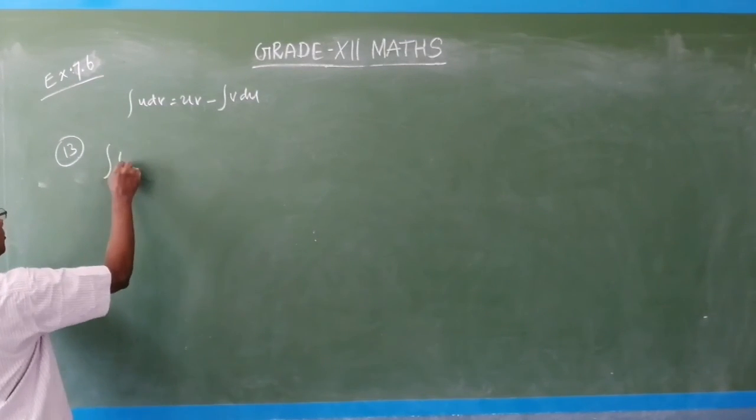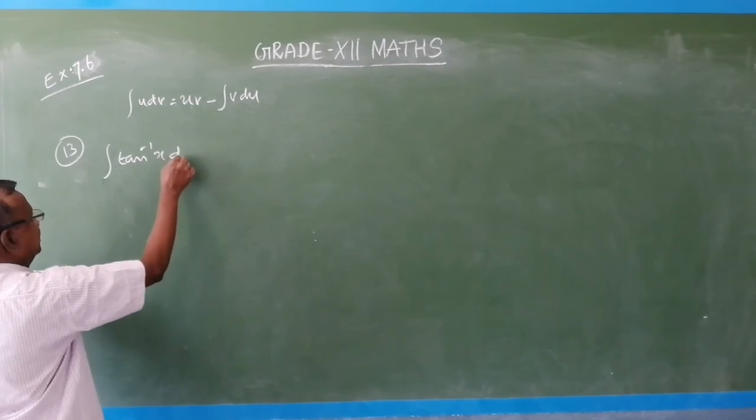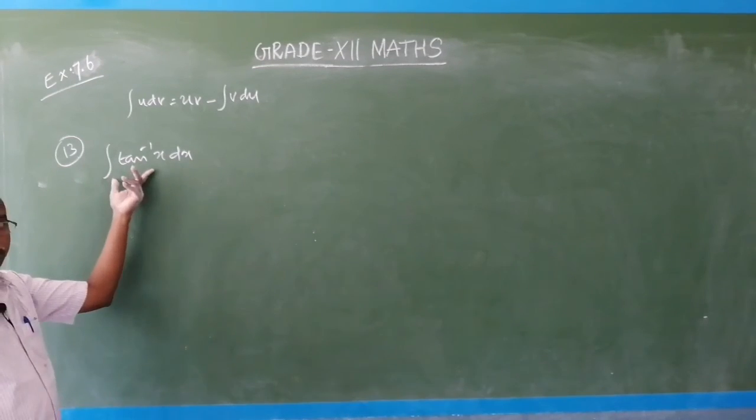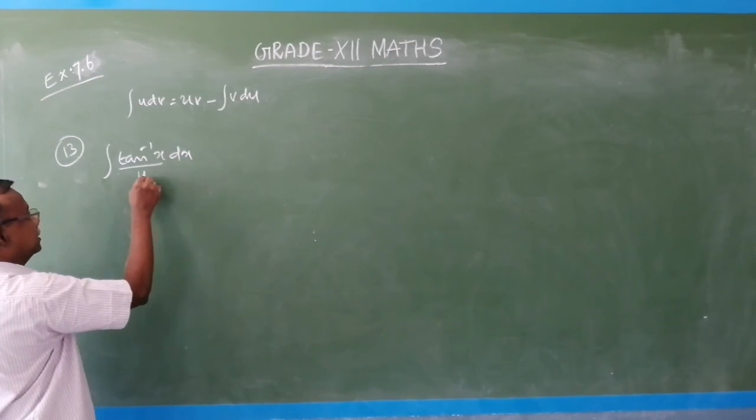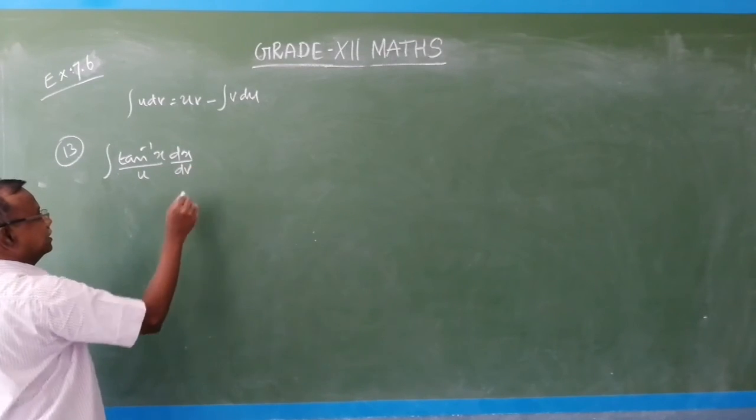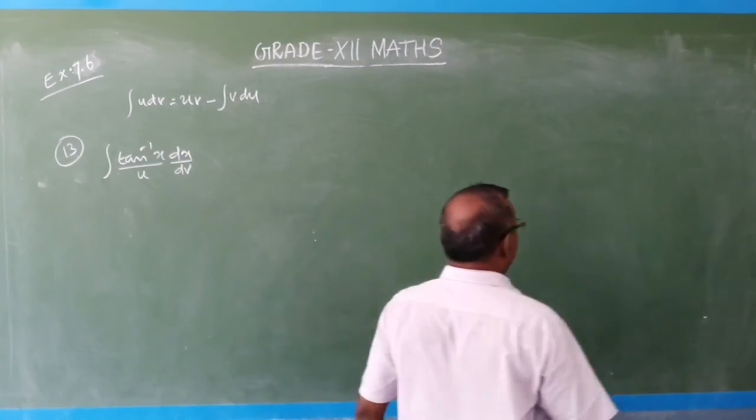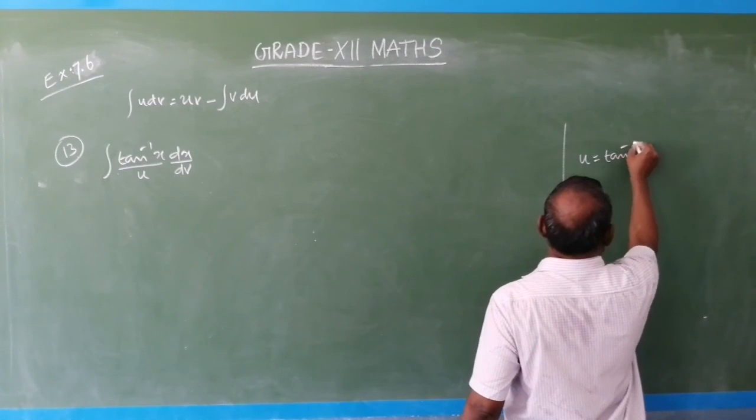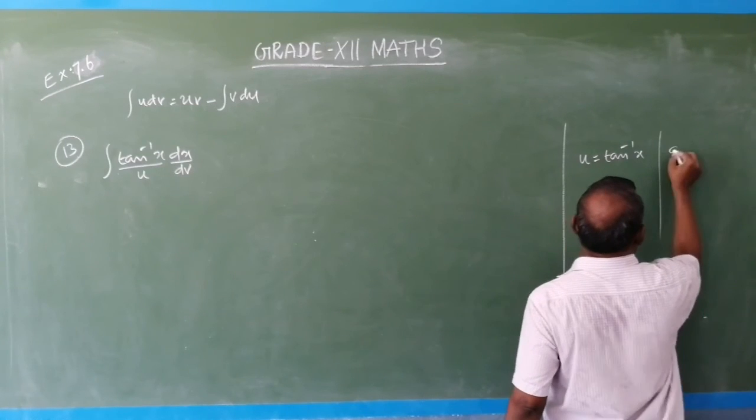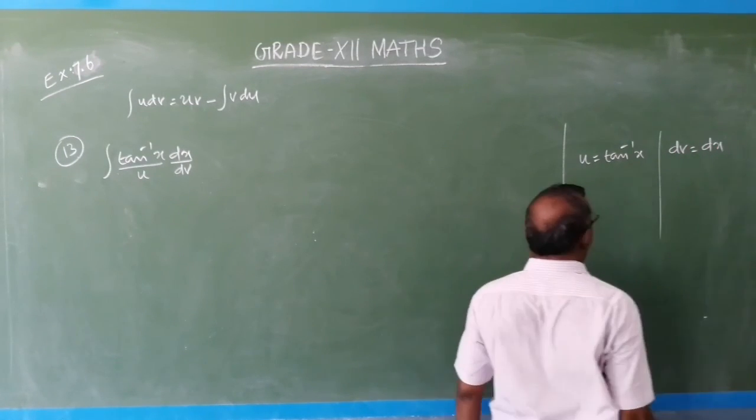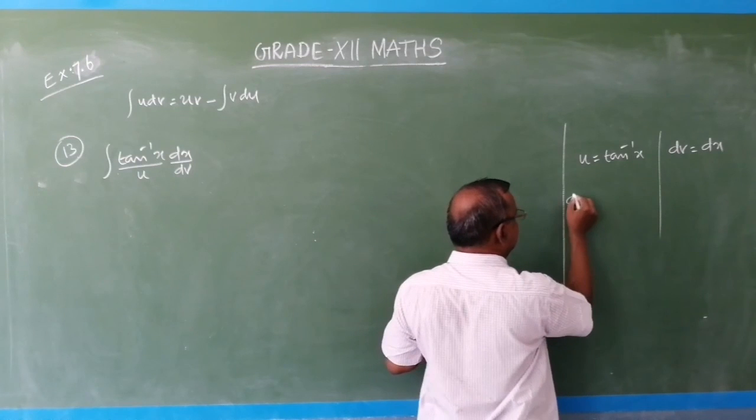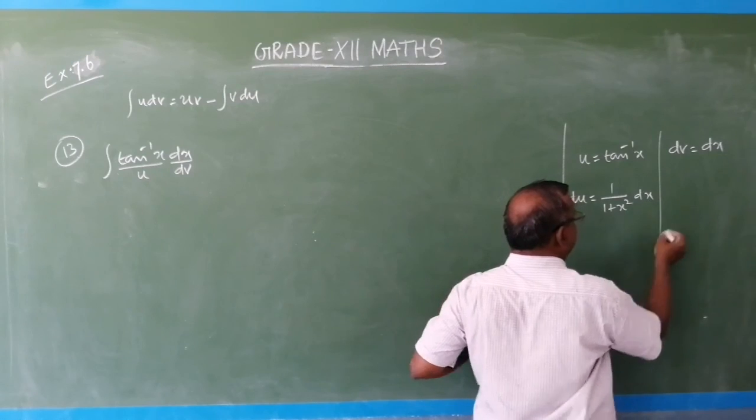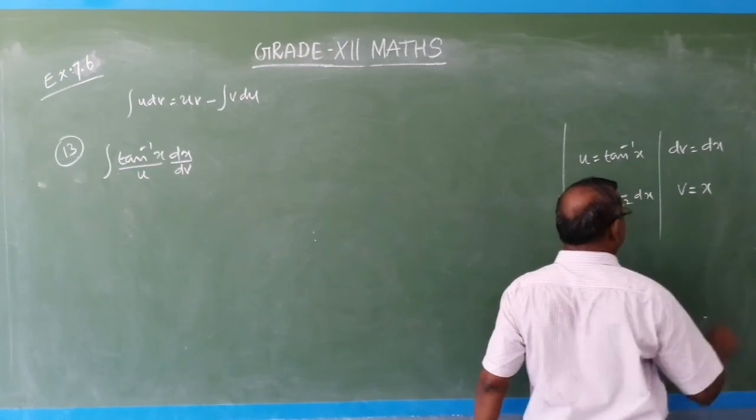integral tan inverse of x into dx. We don't have formula for tan inverse of x, so take it as u and dx as dv. Now u equal to tan inverse of x and dv equal to dx. We have to differentiate u, so it is du equal to 1 by 1 plus x square into dx. Integrating dv, we have integrating dx equal to x.